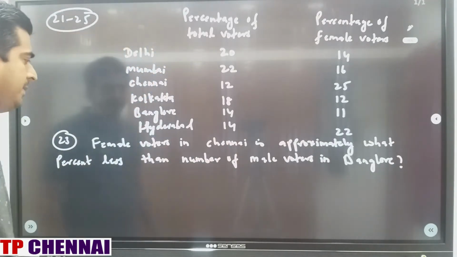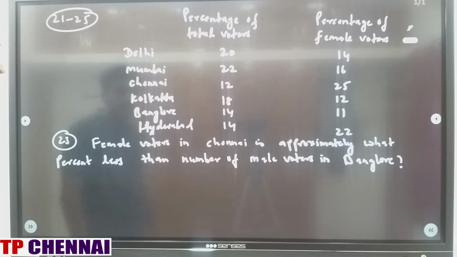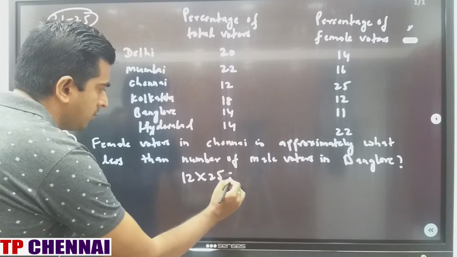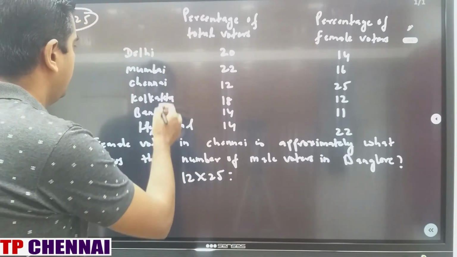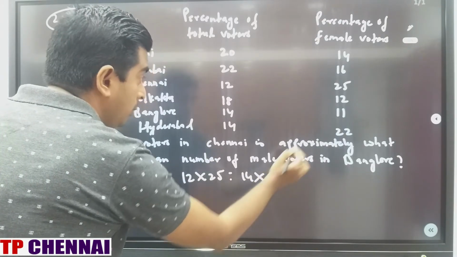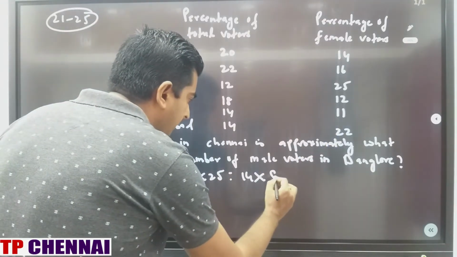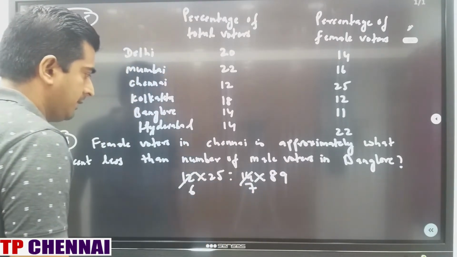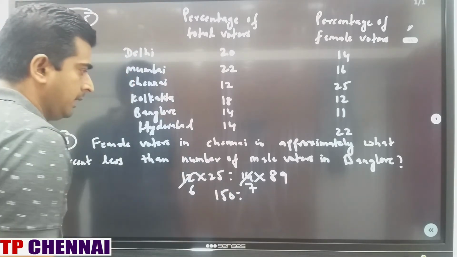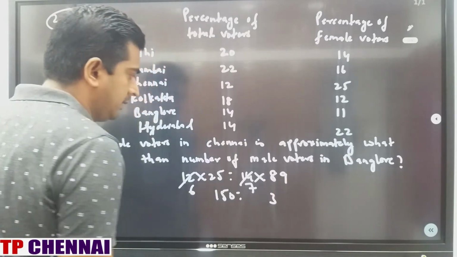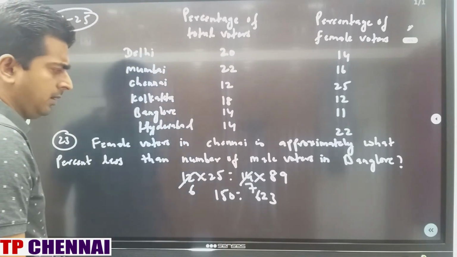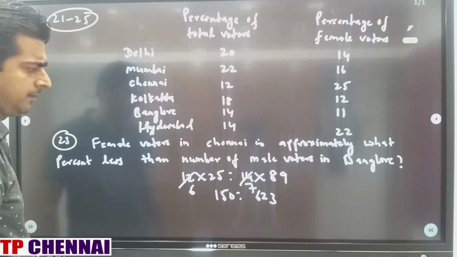Now we see 23. Female voters in Chennai is approximately what percent less than number of male voters in Bangalore? Female voters in Chennai. Chennai is 12 into 25. Male voters in Bangalore. Bangalore, what is the value? 14 into female is 11. So male is 100 minus 11, 89. This is 150 and this is 623. This is approximately how many times? 4 times, right? 4 times.